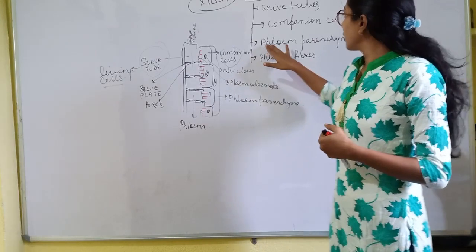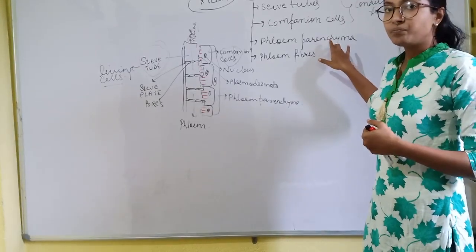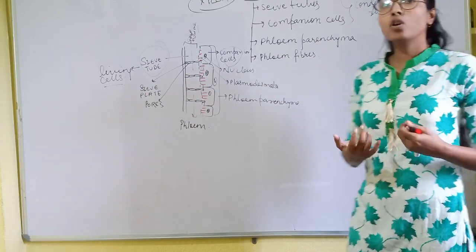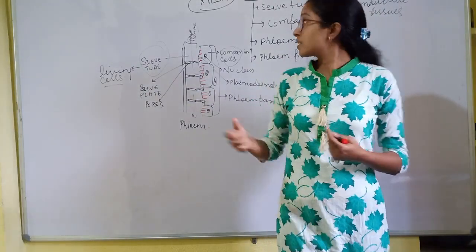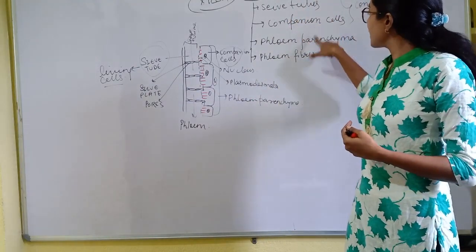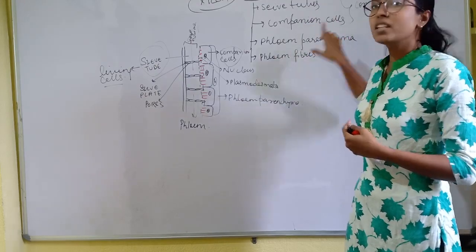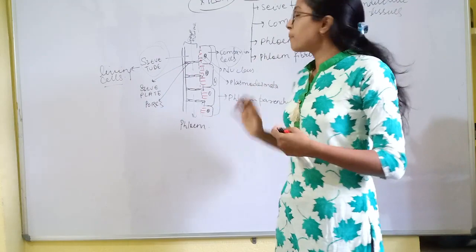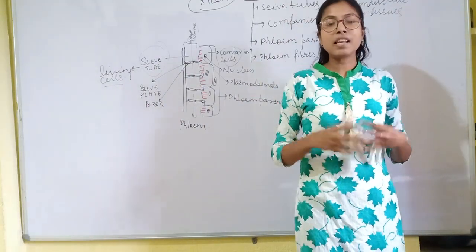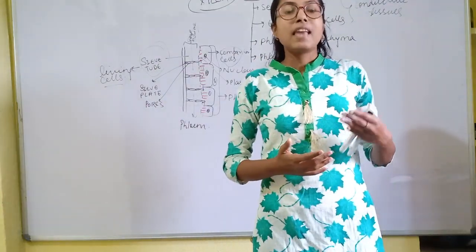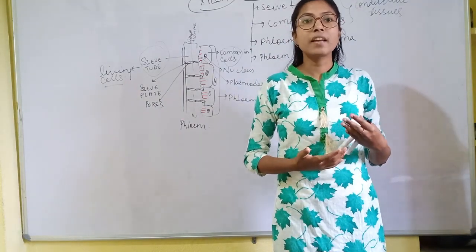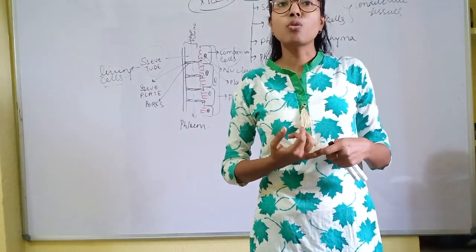Now the third is phloem parenchyma. We all know that parenchyma are the living cells. Sieve tube, companion cells and phloem parenchyma are the living cells, and phloem fiber is the dead cell. Now phloem parenchyma is the living cell, as we have studied in xylem. What is the function of xylem parenchyma? Xylem parenchyma is helpful for the storage of food.